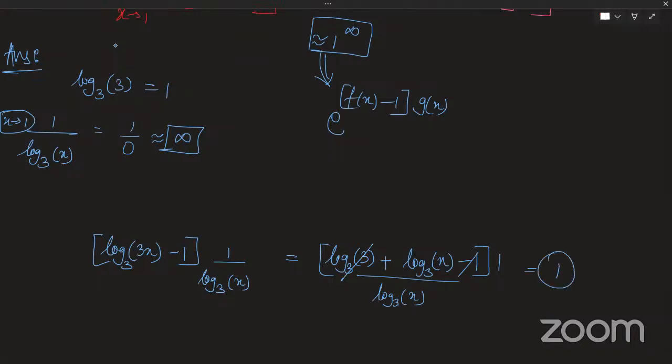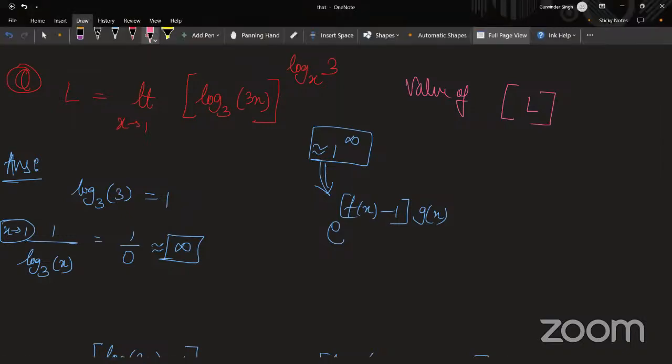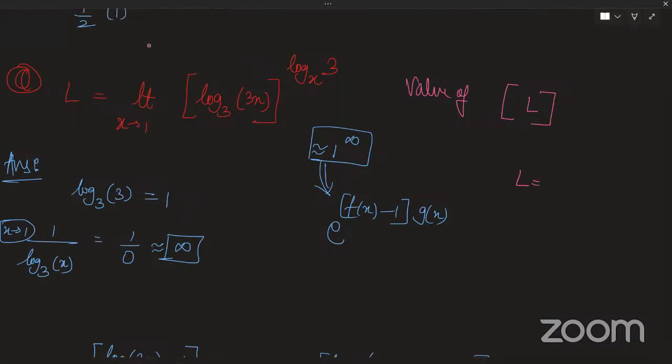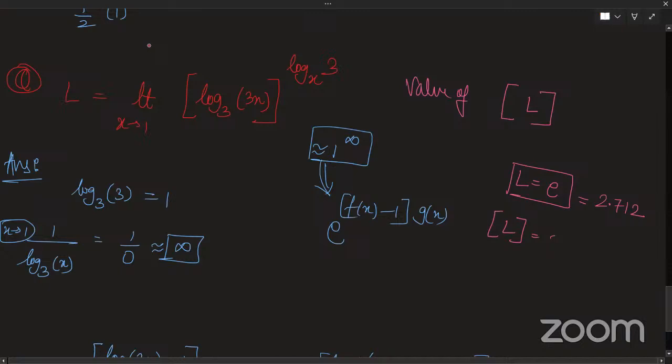So what is my value of L? E. Great, e raised to 1, right? E. So what will be the greatest integer function of e? What is the value of e? Anyone remembers? So what will be the greatest integer function of L? Tell me, what is the greatest integer function of 2.712? 2, right? Yes, 2. Greatest integer function.